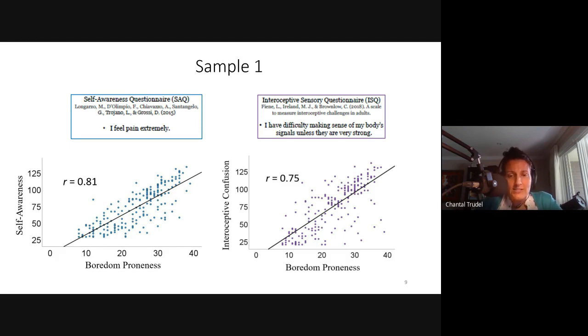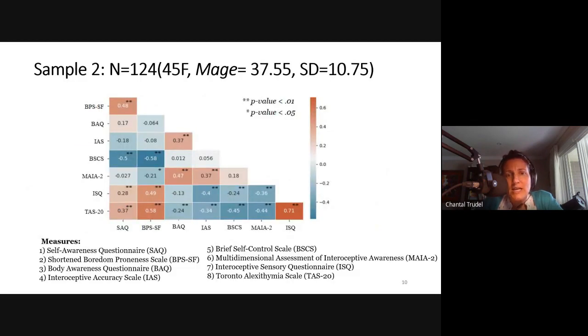Looking at all of this, we thought the results were great. This data was really interesting and almost too good to be true. So we decided to take another sample, and that's what we did. We found similar correlations between boredom proneness and the scales of interest. As you see here, we did replicate the negative correlation between self-control and boredom proneness. We also replicated the correlation between boredom proneness and alexithymia.